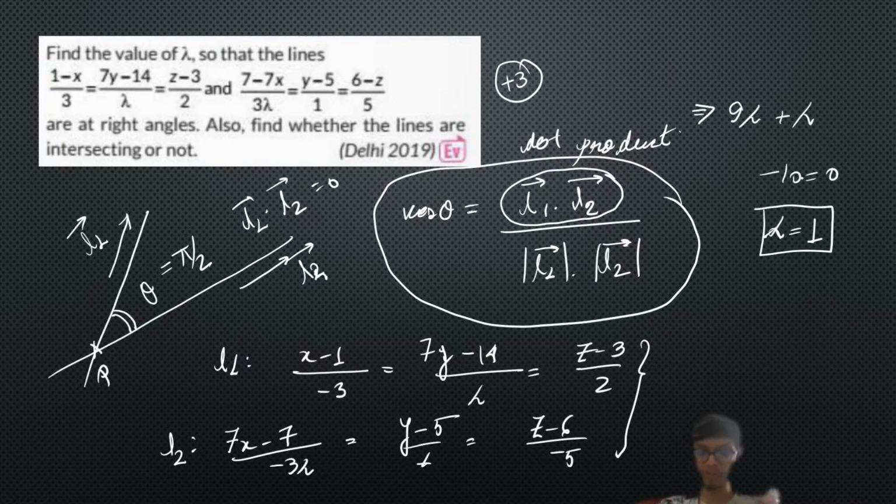Right, now once you get the value of lambda, you can substitute it back into the given equations of the lines to find the straight lines completely. Right, we have the two lines over here.